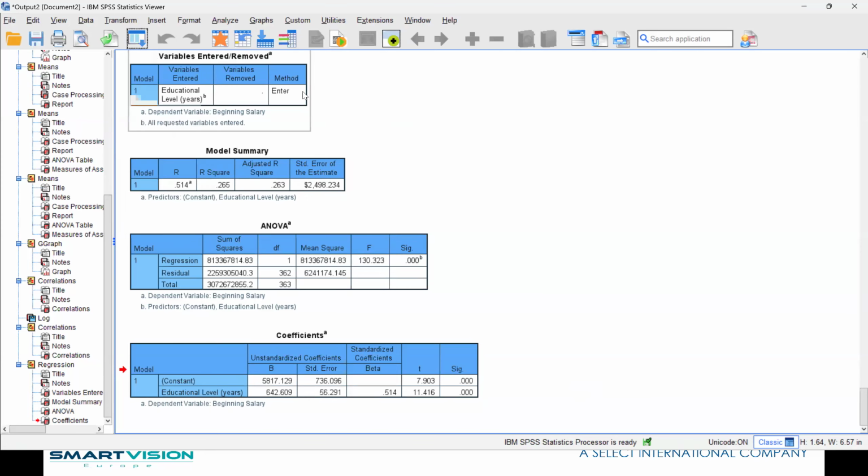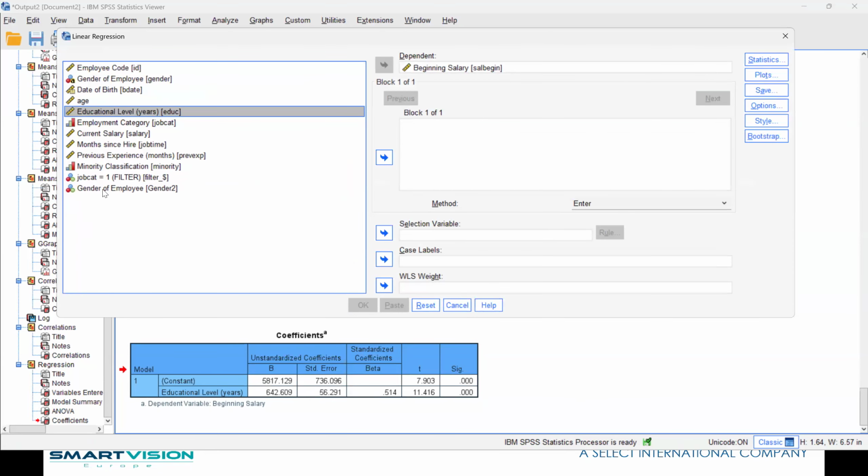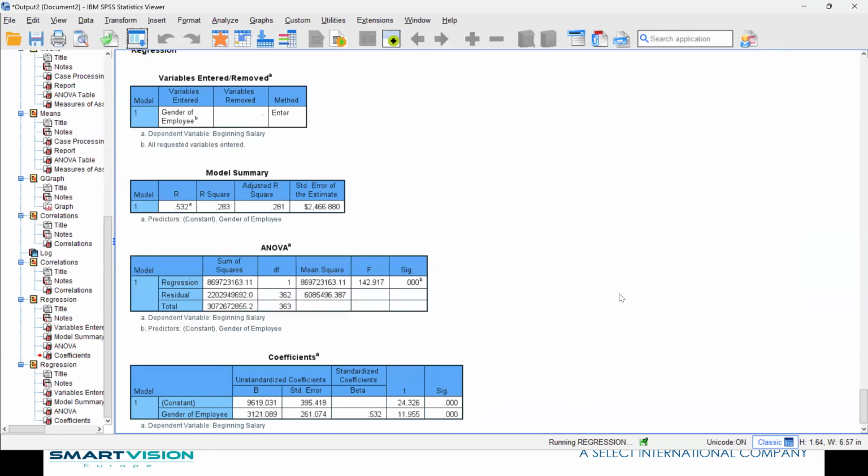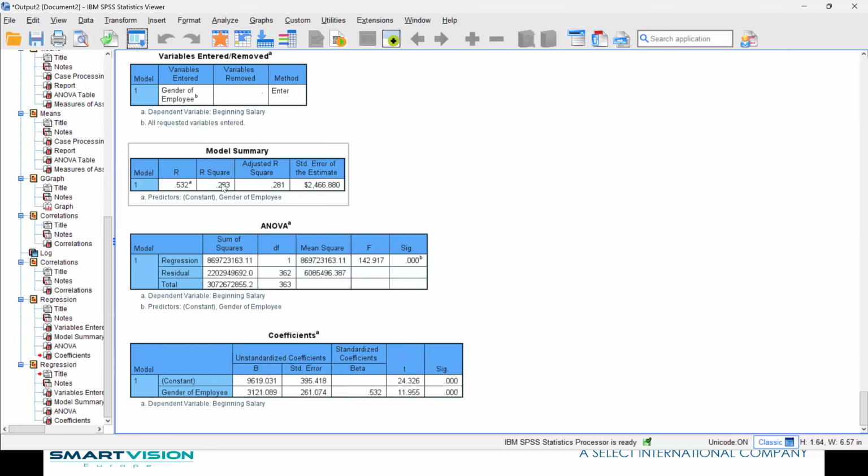And as we can see, if I swap this out, I can also use my new gender variable to predict it. And look, if I put that in, it says that gets you an R square of 0.28, 28%. And we can see that here the formula is different. It's saying you should be adding on 9,619, and because women are coded as 1, if you're a woman, you should add on 3,121.